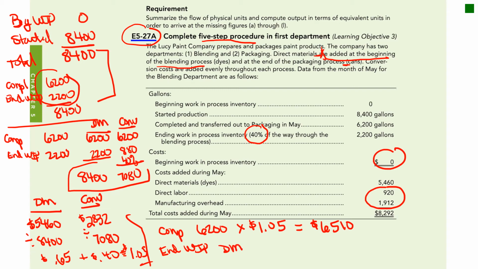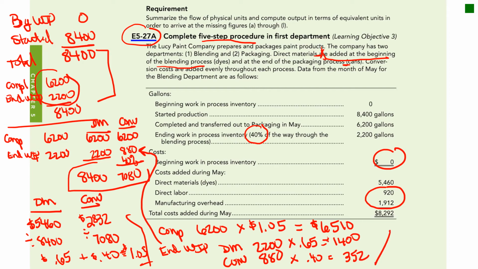Then when you go to your ending work in process, we go back to these ending WIPs. For direct material, you had 2,200 units. For conversion, you had 880. Again, I'm referencing that last row from step 2. At that point, you just multiply by the individual cost per equivalent units, which is 65 cents for materials and 40 cents for conversion. When you do that, for materials you're going to get $1,430, and for conversion, you're going to get $352. If you add up these three costs, you're going to get $8,292, which is the same number as your total cost.